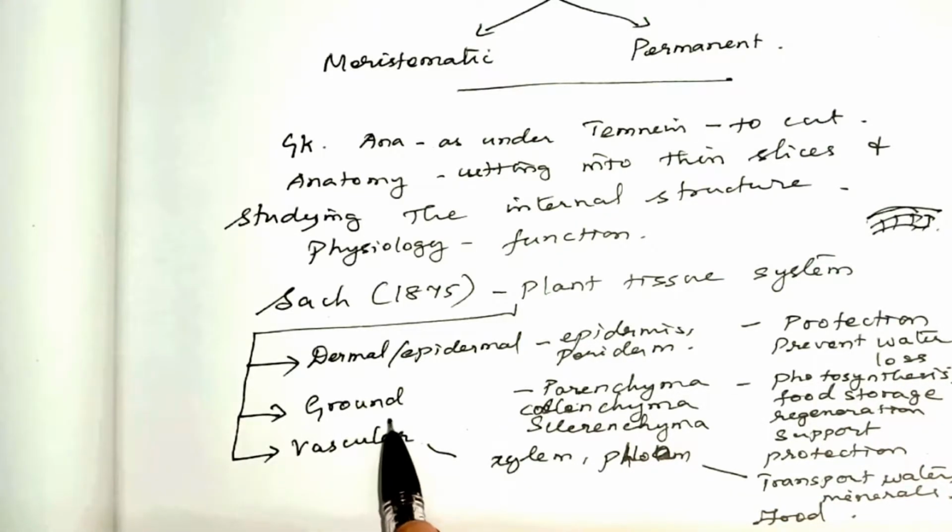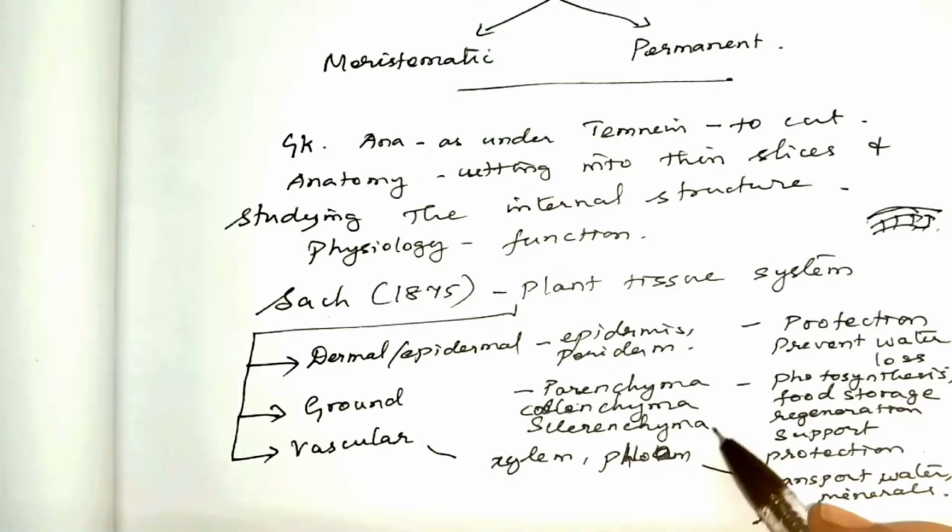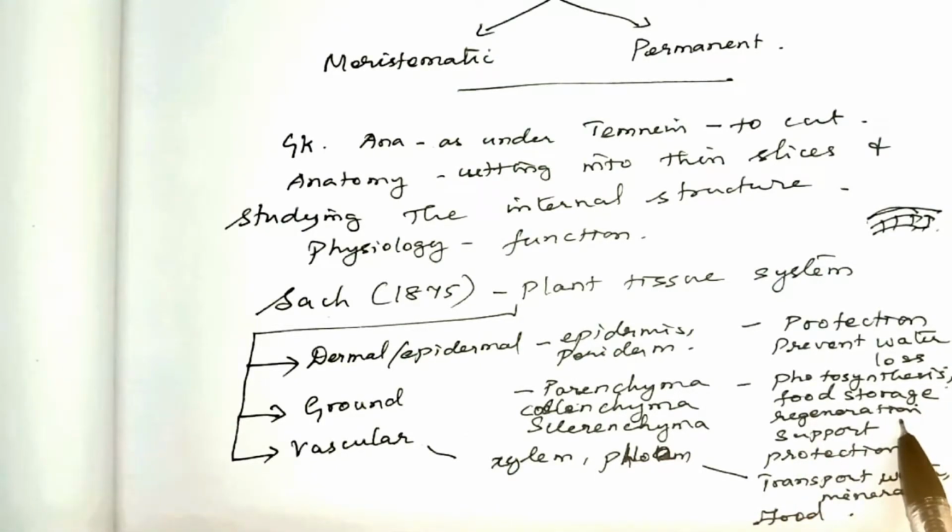The second plant tissue system is ground tissue system. It consists of parenchyma cells, collenchyma cells, sclerenchyma cells. What are the functions of these cells? They are engaged in photosynthesis when they contain chloroplast. They also help in storing the food and regeneration, support and protection.